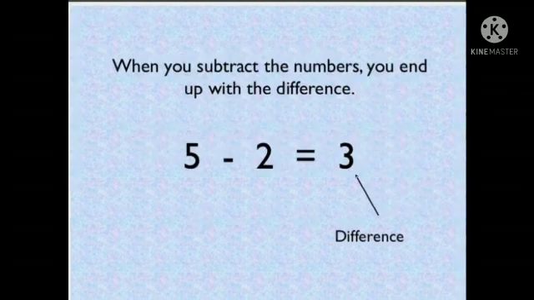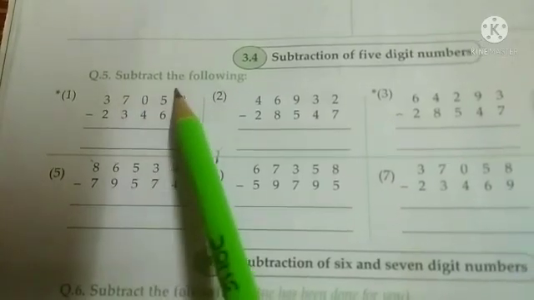Clear? So students, when we are subtracting the numbers, what are we doing? We are finding the difference between the two numbers. Clear? So after subtracting the numbers, the answer you will get is the difference between the two given numbers. Clear?